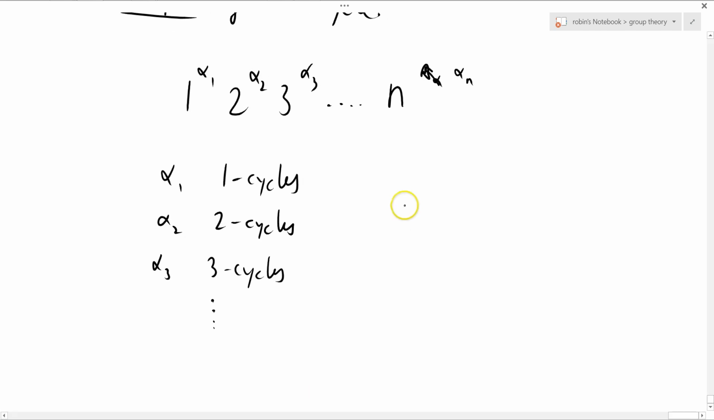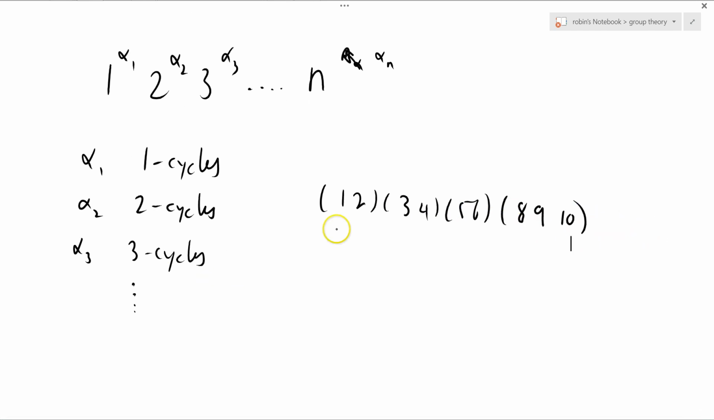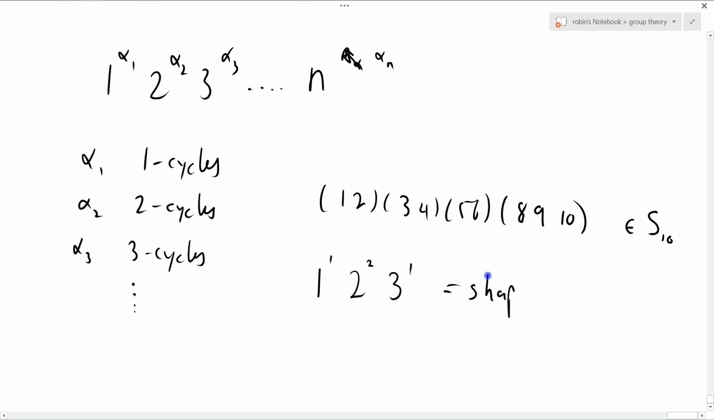So I'll give you an example. If you have (1 2 3 4 5 6)(8 9 10), that's going to be, as a member of S10, let's say, well, look, we've got 1, 2, 3, 4, 5, 6, there's 7 missing. So it's 1 to the power 1 because we've got a single 1-cycle. 2 squared, 3 to the 1. And that equals the shape of this element here of x. Okay, I'm going to stop there.